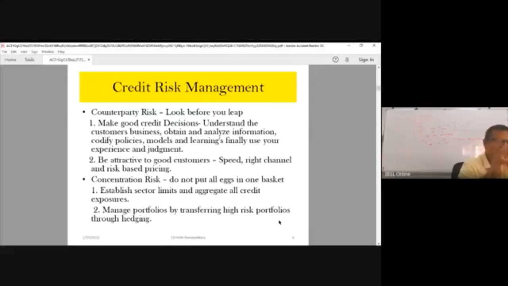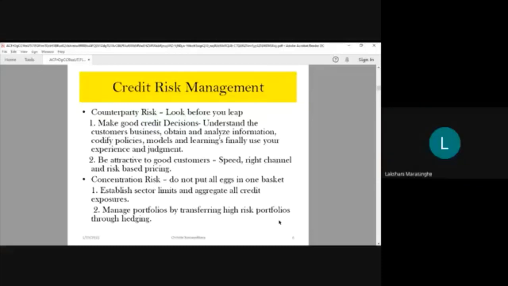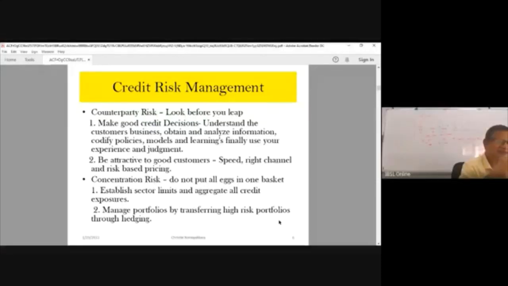So that counterparty risk management is mainly your credit management function, which is done by your business unit. Then we have the second part, we call it concentration risk. I told you, if you put all the eggs in one basket and someone tramples it, you will have a huge loss. Similar is the concentration.